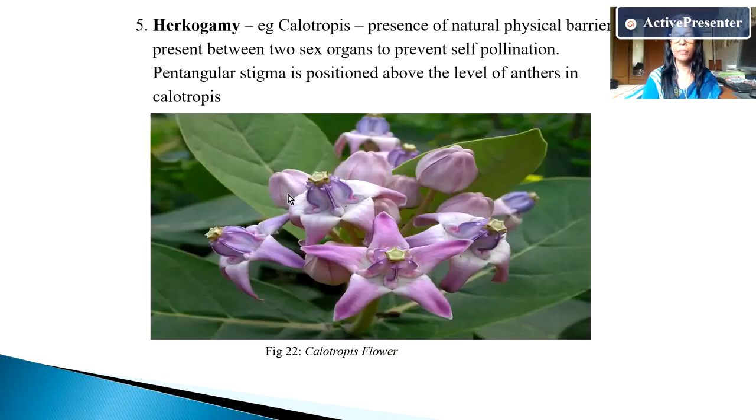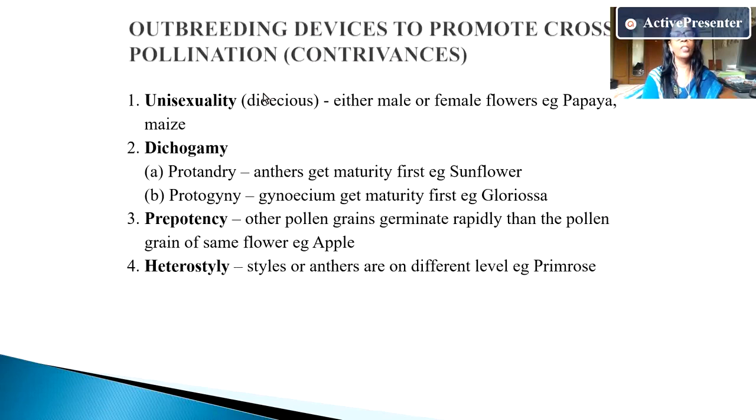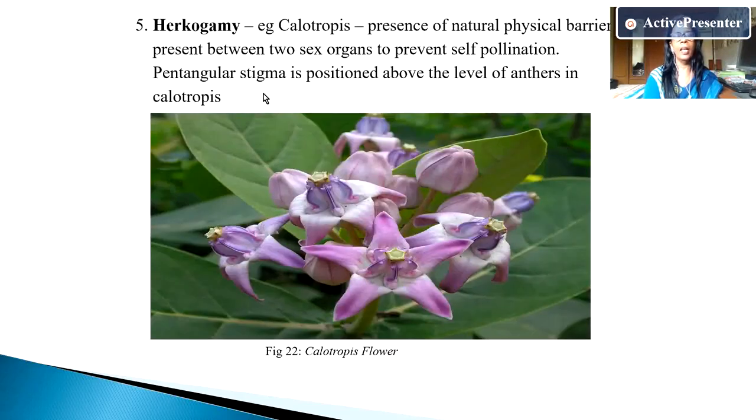Example, primrose. Then the next one, herkogamy, example Calotropis. Presence of natural physical barriers between the two sex organs prevents self-pollination. In all these cases, self-pollination is prevented. In Calotropis, the pentangular stigma is positioned above the level of the anthers, so because of this, self-pollination is not carried out. This is herkogamy. So these are the different contrivances to promote cross-pollination: unisexuality, dichogamy, in that protandry and protogyny, prepotency, heterostyly, and herkogamy.